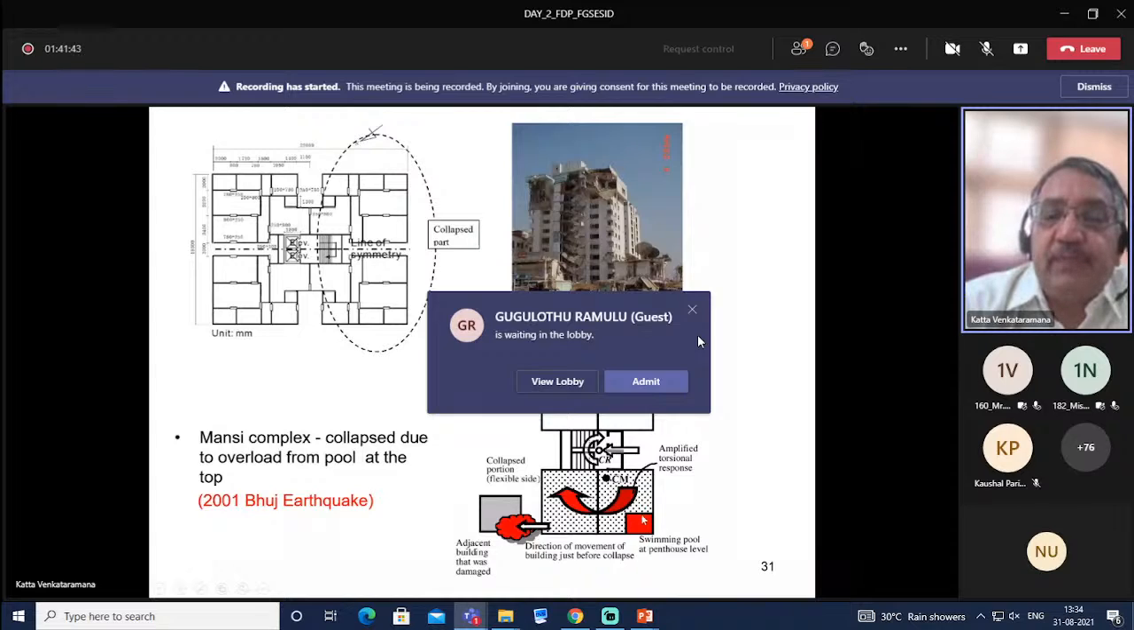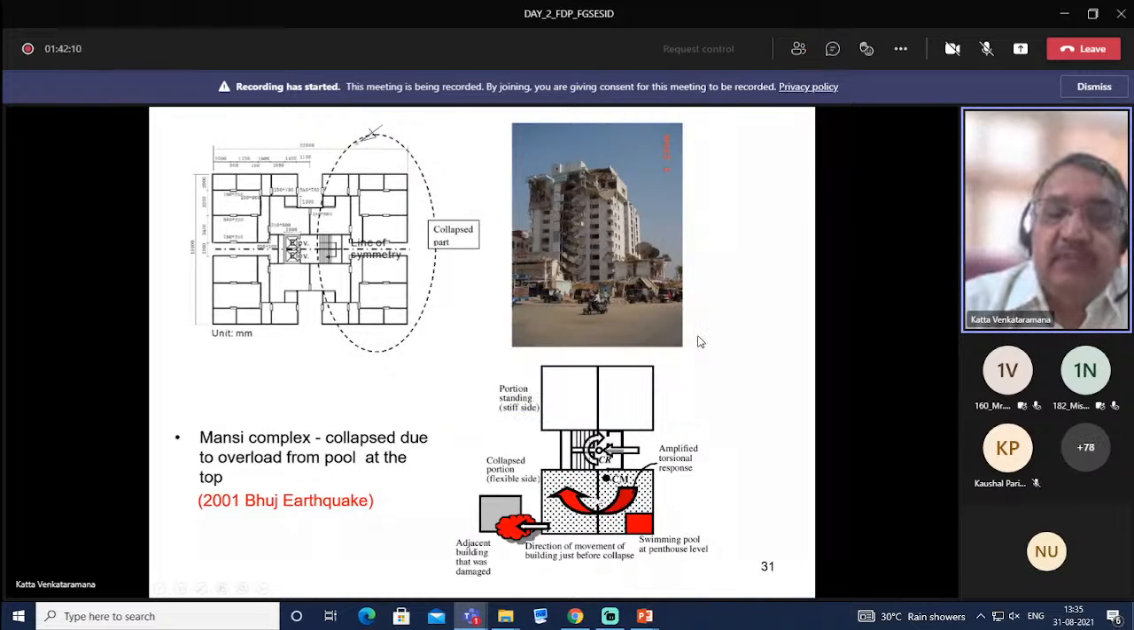There was a swimming pool on one side at the top, at the penthouse level. So center of mass didn't coincide with center of rotation. There was this much eccentricity, and when subjected to earthquake-induced motion, there was torsion, amplified torsional response. So this side collapsed, and it also hit the adjacent building.